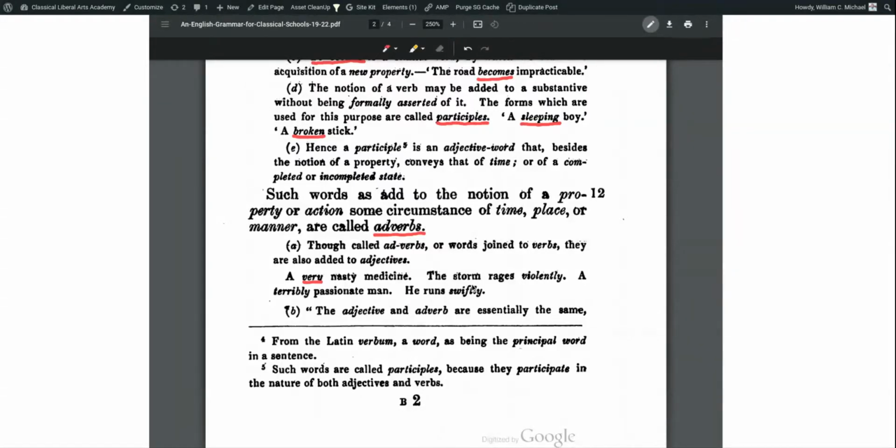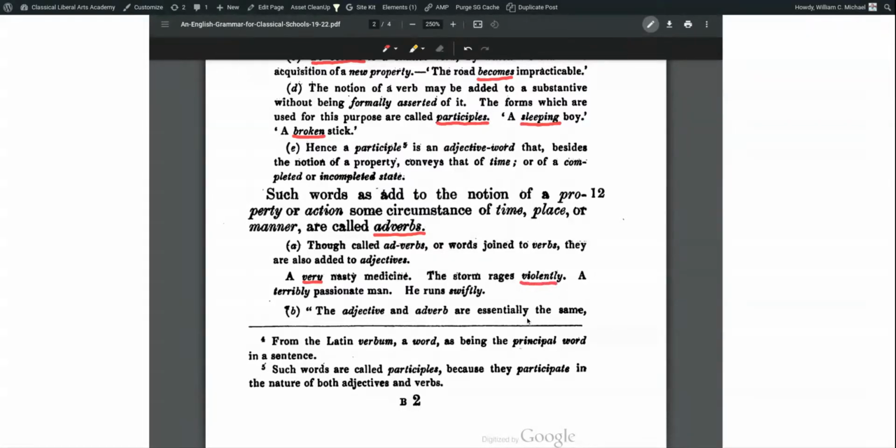Here we see the storm rages violently. The storm is the substantive, the subject. Rages is a verb. It expresses action and time. The storm rages, but that's not enough. We need to say more. There's something more that needs to be added to the meaning of this verb. The storm rages is not enough. We want to add more to the property or to the verb. And we say, the storm rages violently. Violently is the manner in which the storm rages. The storm rages violently.